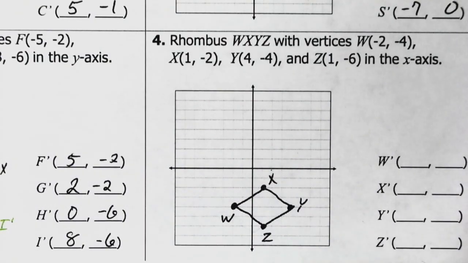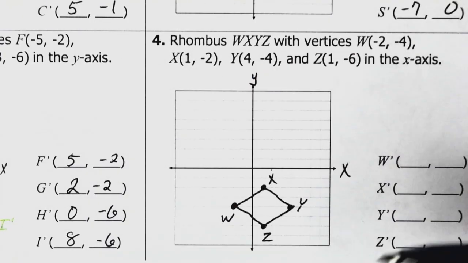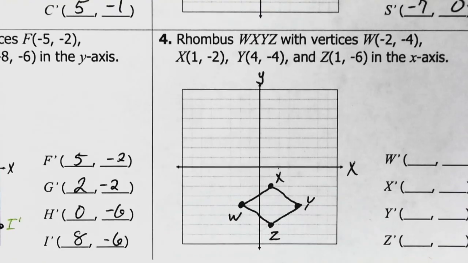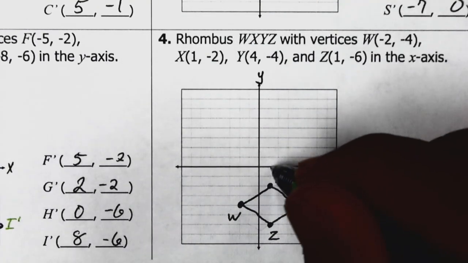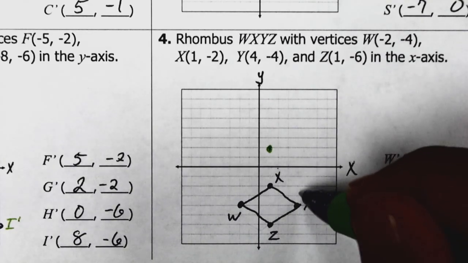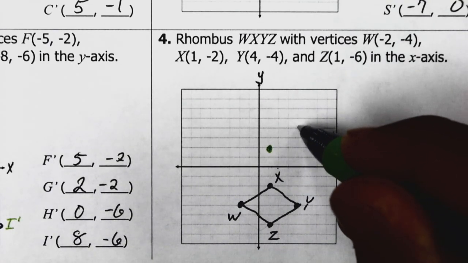Okay. So this one we're reflecting over the x-axis. So it's gonna flip over here to this top part. So it should be a nice reflection because there are no points on the line. So just count the distance. So x is 2 away, so the new x is also 2 away. Y is 4 away, so the new y is also 4 away.